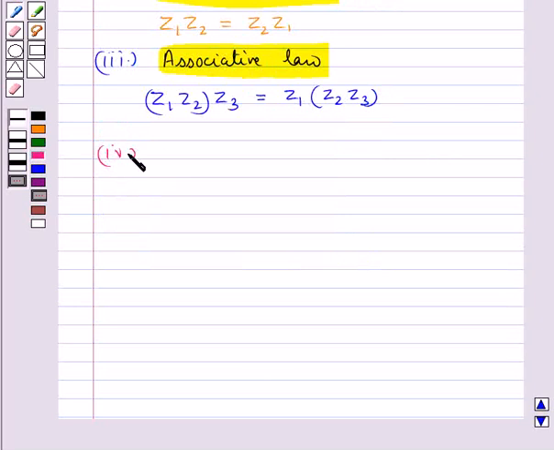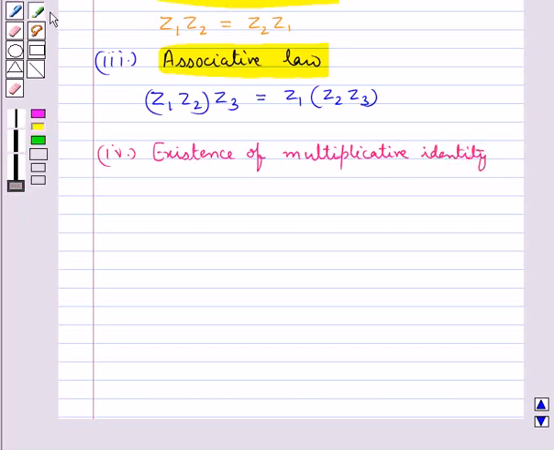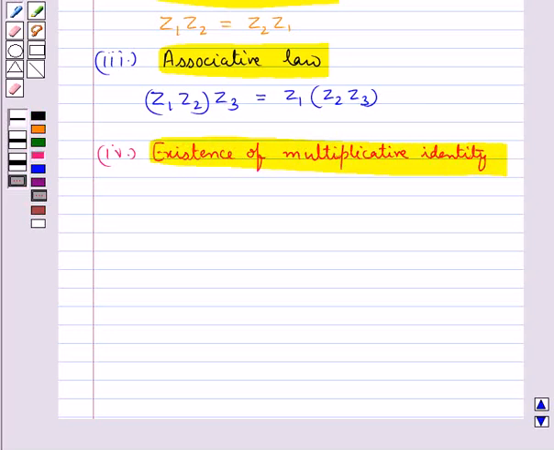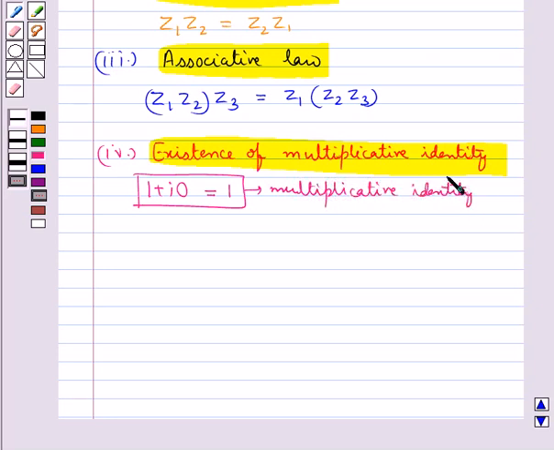Next property is existence of multiplicative identity, that is, there exists a complex number 1 plus i0, which is denoted as 1. This is called the multiplicative identity, such that we have the complex number z multiplied by 1 is equal to z.